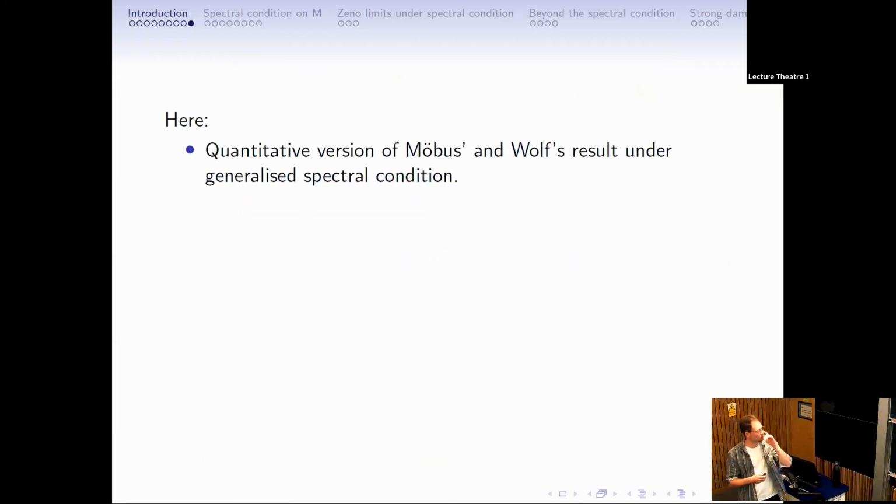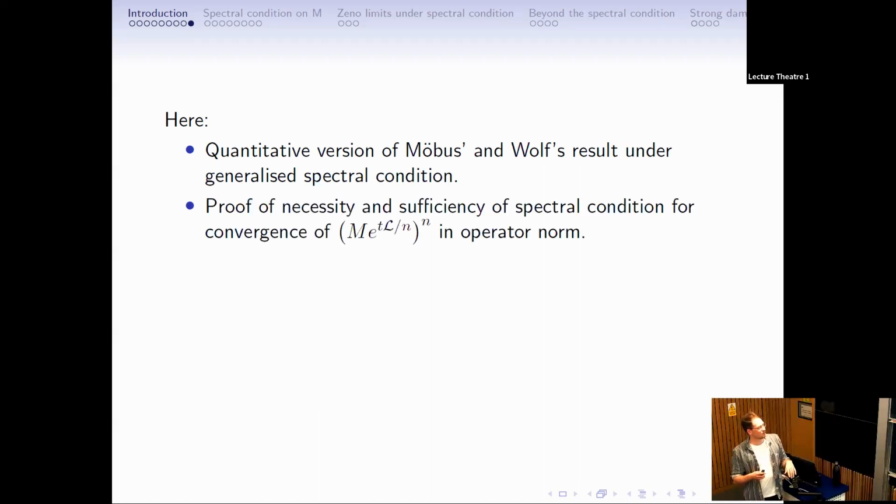What I want to talk about now is our work. We have a quantitative version of the result of Möbus and Wolf under a somewhat more generalized spectral condition. Then we are also interested in what the spectral condition actually means and where it is satisfied. So we prove that it's necessary and sufficient for this operator product to converge in operator norm, and we'll talk about that. Then we can extend this result under the spectral condition to unbounded generators if M and L behave nicely together.